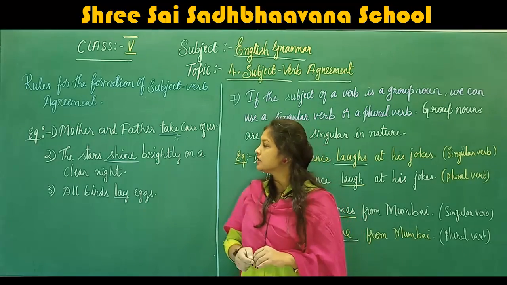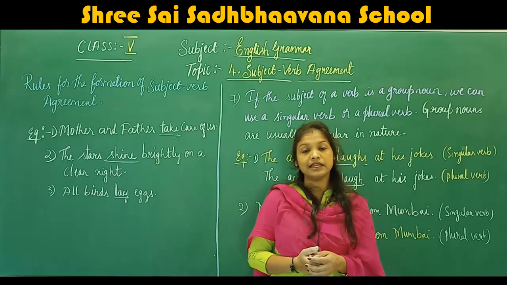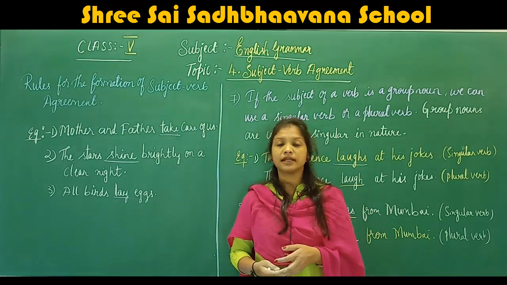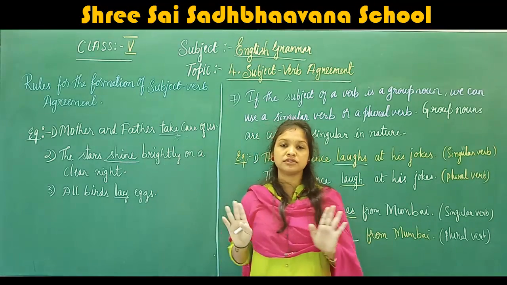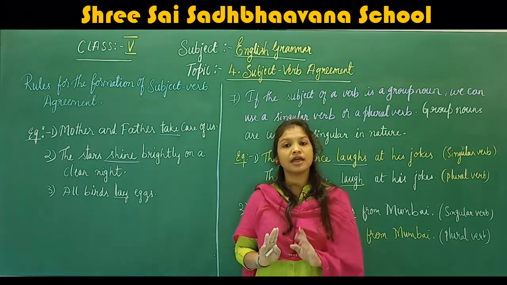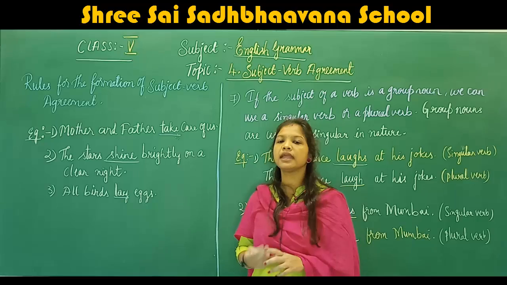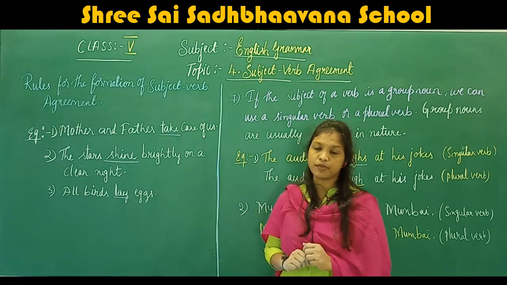The stars shine brightly on a clear night. So here in the plural verb, we have not used any yes, es or ies. Next example, all birds lay eggs. So I hope you have understood the sixth point.